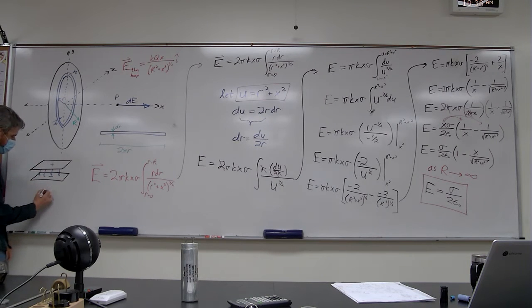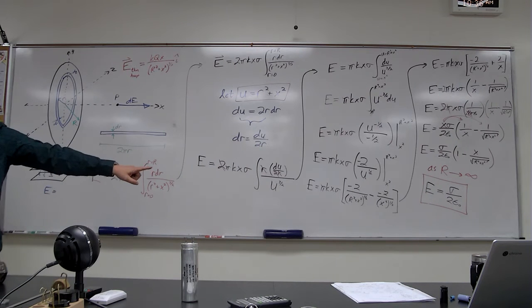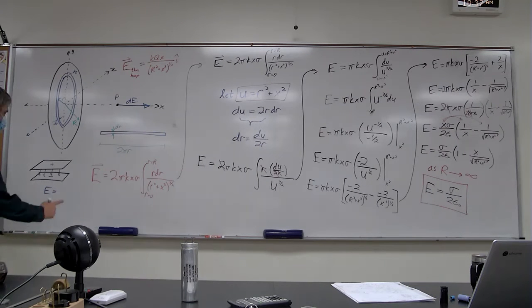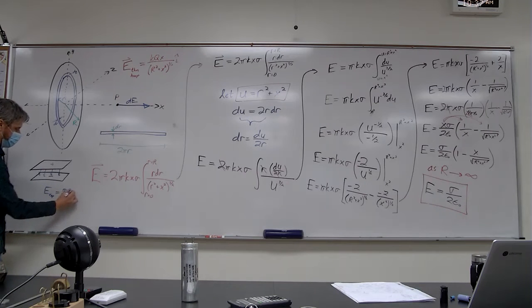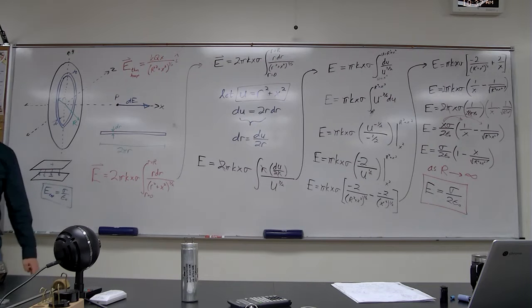What do you think the electric field of a capacitor is? If the electric field due to a single sheet of charge is sigma over 2 epsilon naught, what do you think the electric field between capacitor plates is? 2 sigma over 2 epsilon, or no, sigma over epsilon. Exactly. It is 2 sigma over 2 epsilon naught.